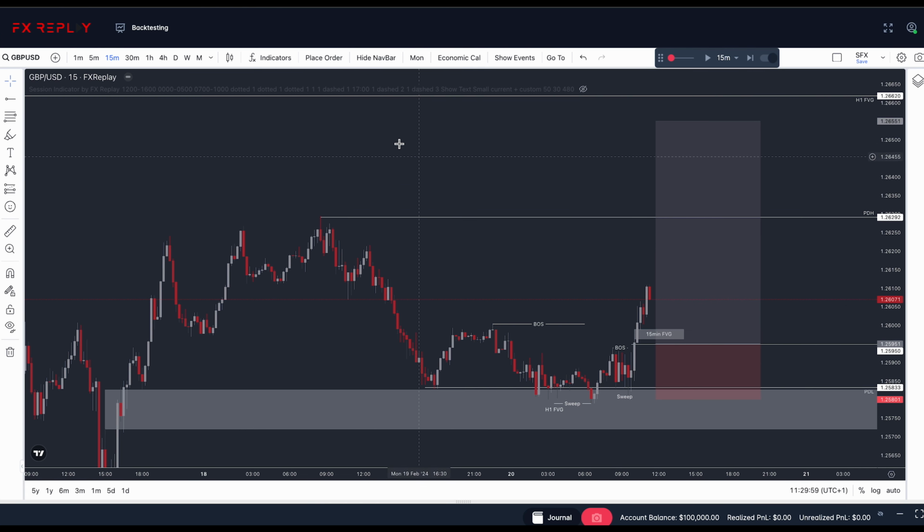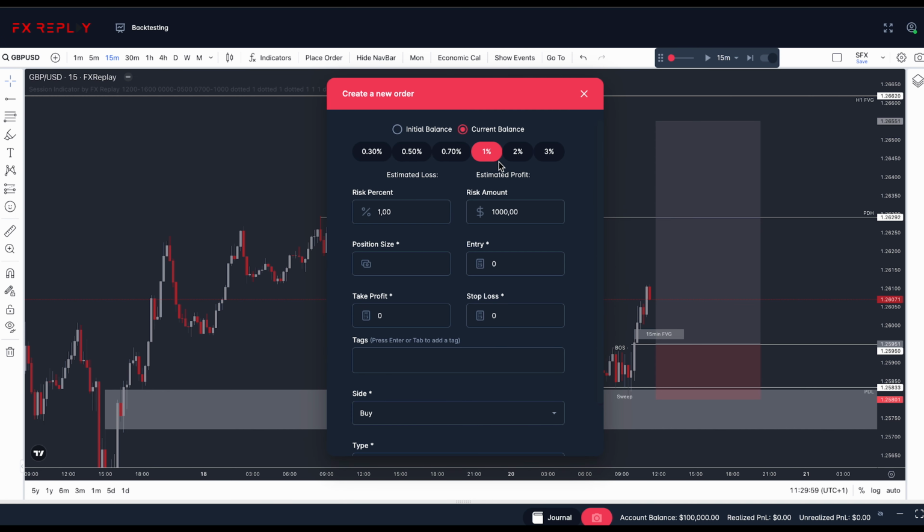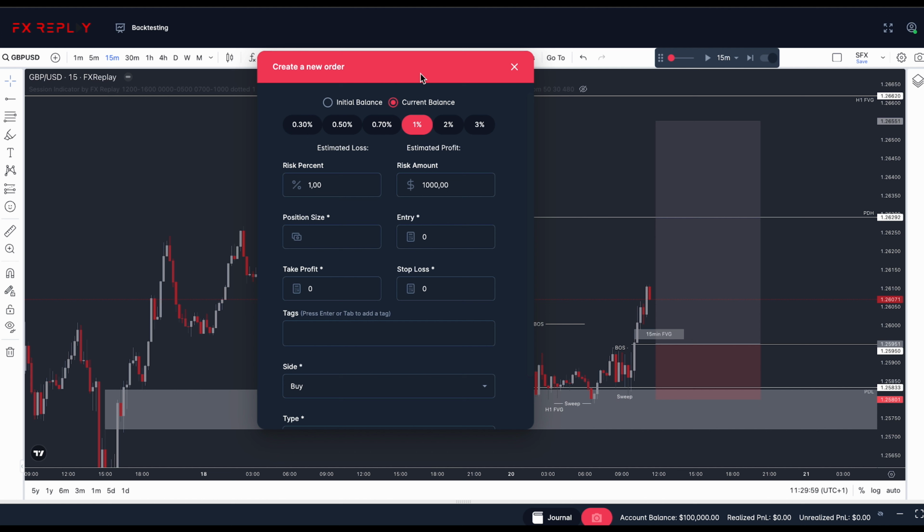Now the last thing is to place the actual trade. So we're gonna go with place an order. We're gonna risk 1% of the balance. Okay, my balance is 100k, so we're gonna risk 1000 USD. So in the case of entry, let's apply the entry, which is 1.2595. Okay, so this is our entry point, 25.95.